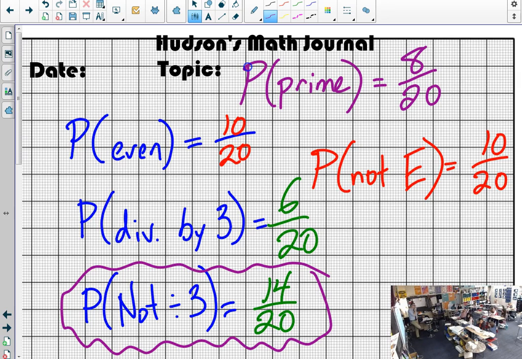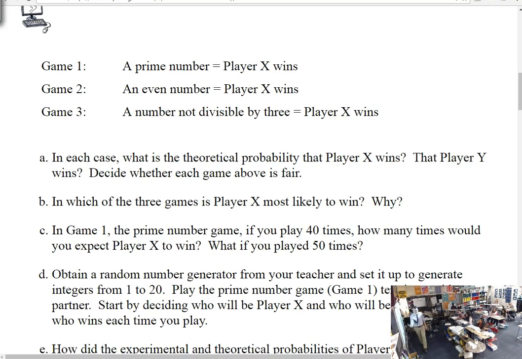Not prime. Yeah, game 1. Right? Prime versus not prime. Player Y's probability in not prime was 12 out of 20. That's Y's best chance. But Y's best chance versus X's best chance, X still has a better probability if we play game 3. So now, with your calculator, we are going to run this test 10 times.